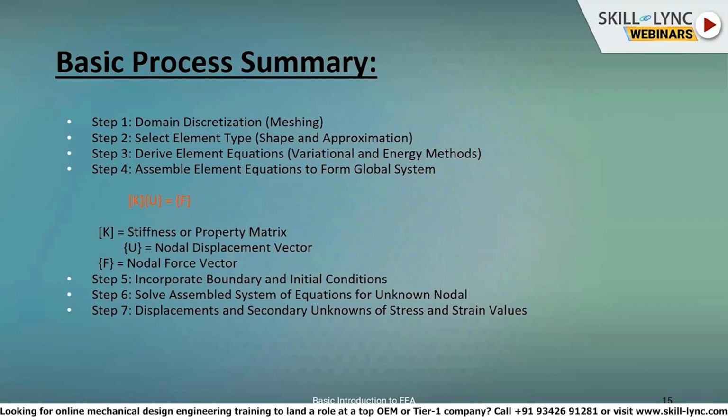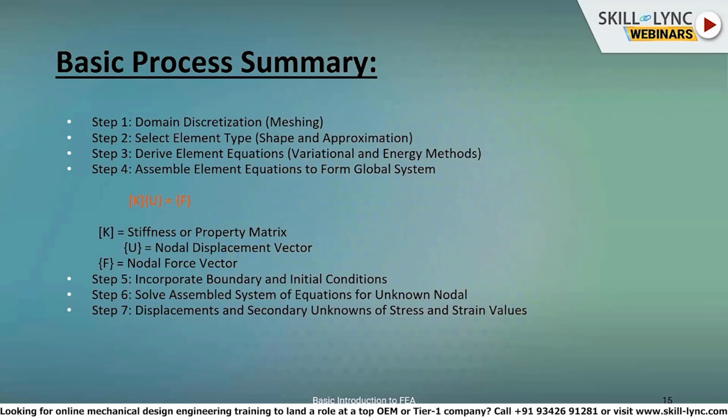K is nothing but the stiffness property matrix. U is the nodal displacement vector. F is the nodal force vector. The fifth step will be to incorporate the boundary and initial conditions. That will be our fifth step.